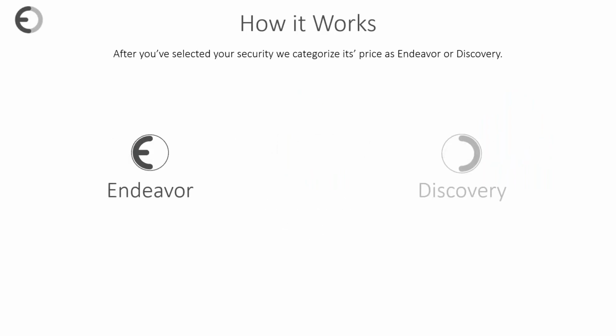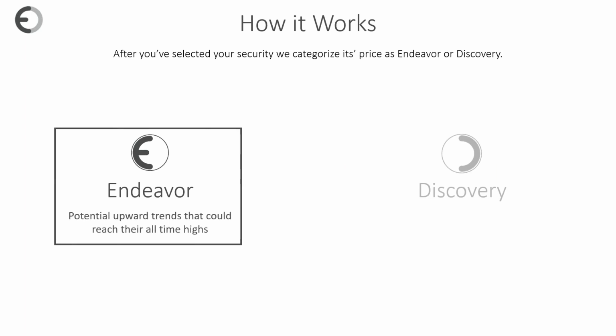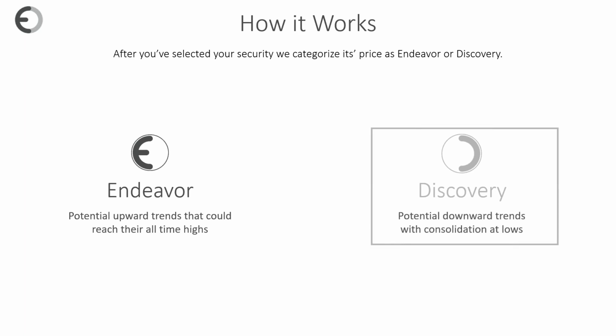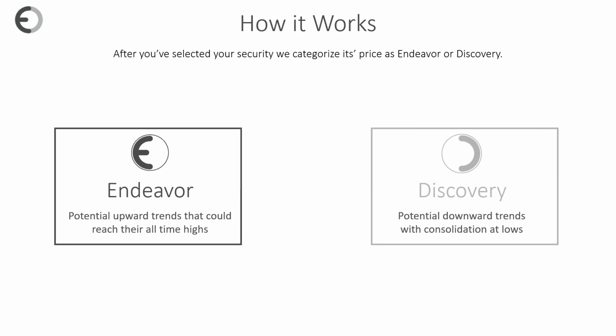And this is how it works. After you've selected your security, we categorize price as either Endeavor or Discovery. The Endeavor category represents potential upward trends that could reach their all-time highs. However, the Discovery category represents potential downward trends that are extremely likely to either consolidate or continue moving down to their lows. With these classifications, though, you'll be able to tell at a simple glance if price is more likely to have upward or downward trends.